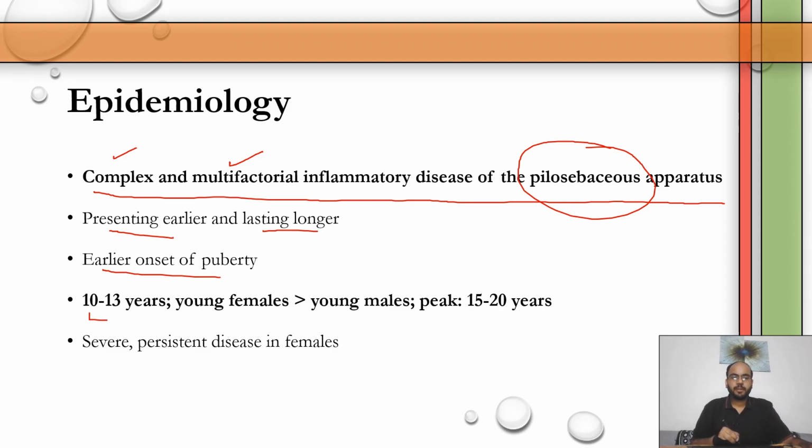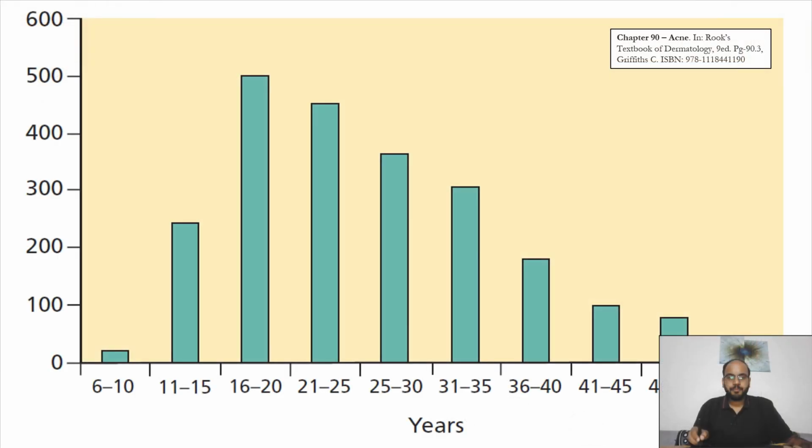Because of that, the development of acne also gets shifted towards the earlier years. Normally, the age affected is about 10 to 13 years. Young females are affected more as compared to young males. They have more inflammatory lesions, more difficult to treat lesions, more recurrences, and more severity of disease as compared to young males. The peak is seen at about 15 to 20 years of age. Severe persistent disease is more characteristically seen in females.